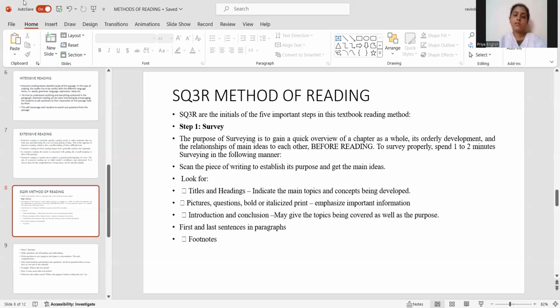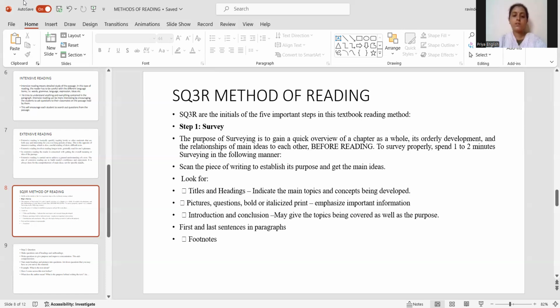Okay, so as we have adopted in intensive reading, we look for the headings, the titles, the subheadings, the main topics, and how the main topics are being developed. Next, you could look into the pictures, the questions, bold or italicized print. Certain words will be italicized, certain words will be bold. So just underline or have a glance over them. These highlighted words, bold and italicized, reflect the importance of these points in the text.